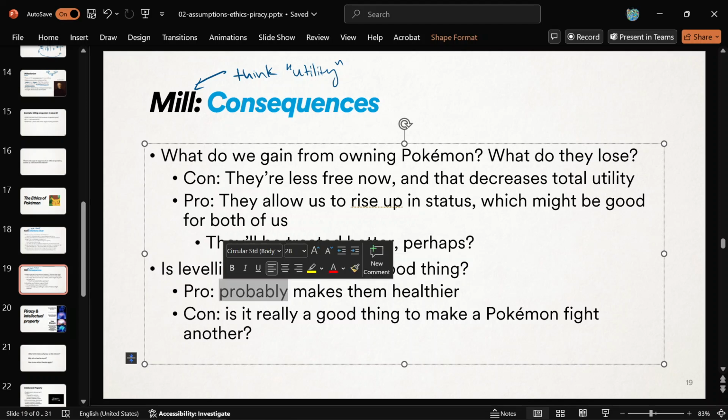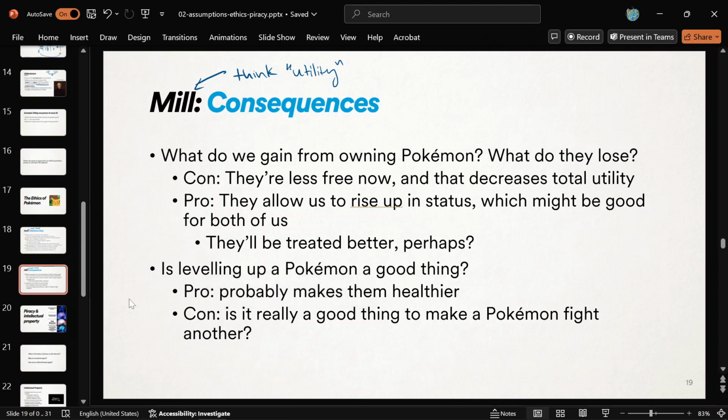Pro of that: it makes the Pokemon healthier. They're going to be stronger and live longer potentially. Con: there might be some trauma involved there, right? On our end and the Pokemon's end at the same time. That's not a good thing. So, pro-con list, and you figure out which side wins essentially. Okay, so that's the utilitarian view of the Pokemon world. I have a feeling that both Kant and Mill would be against it, but that's okay because it's just pretend. Any questions?